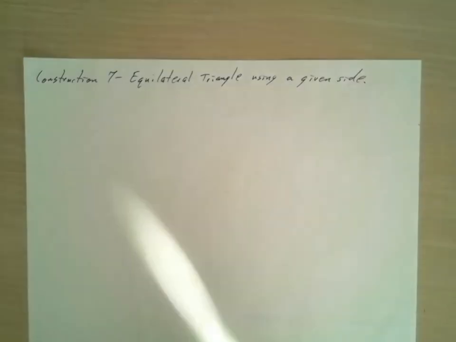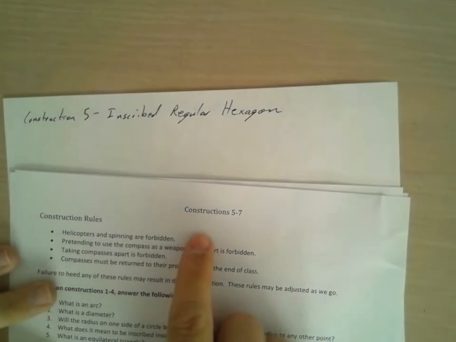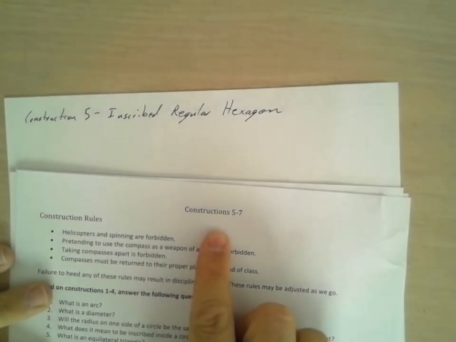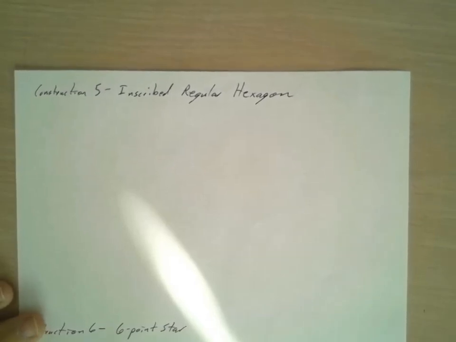Alright, so I'm going to go through and try to do some of these constructions, constructions 5 through 7. That's just the ones I'm doing right here, 5 through 7. That's the second worksheet that I went ahead and put on Google Classroom. Hopefully you find this helpful, and hopefully this video is better than the other one.